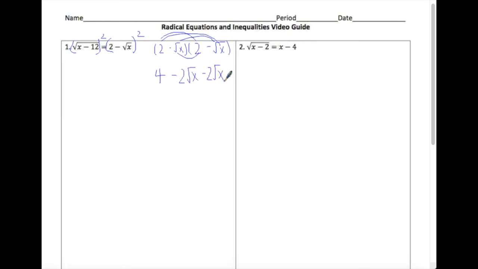And the last one, if we multiply negative root x by negative root x, the square roots cancel out and we just get plus x, because root x times root x would be x. That's root x squared. And then this becomes 4 minus 4 square root of x plus x. And then the left side, the squared and the square root just cancel out. So we get x minus 12 equals 4 minus 4 square root of x plus x.